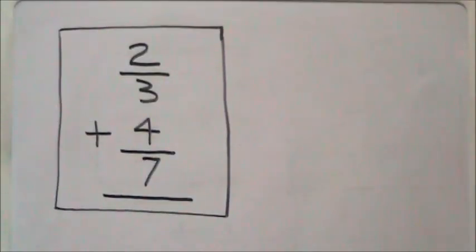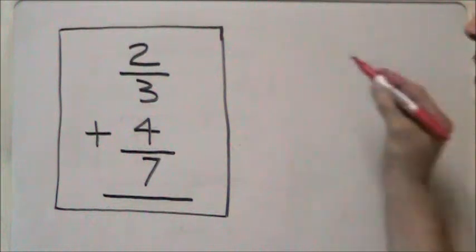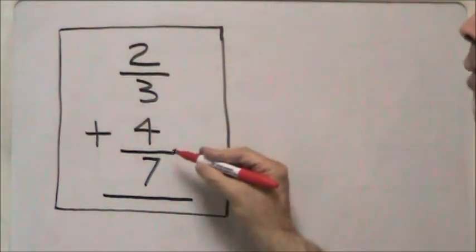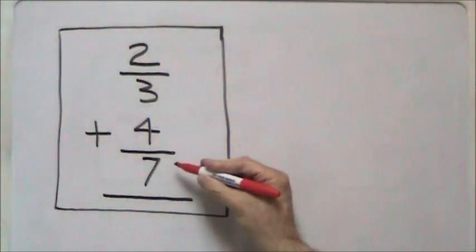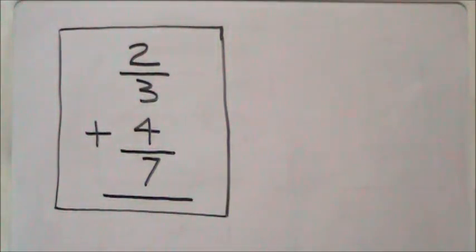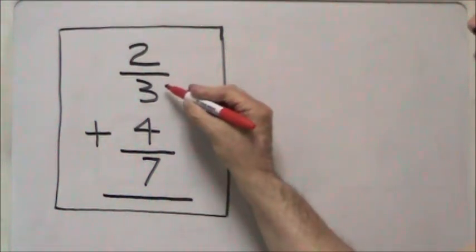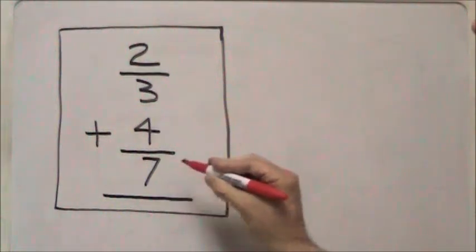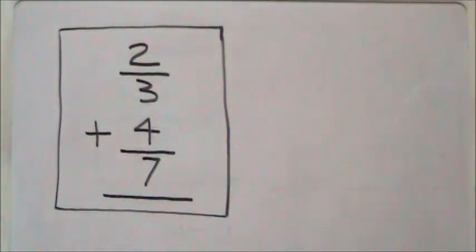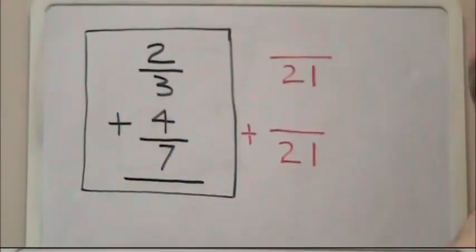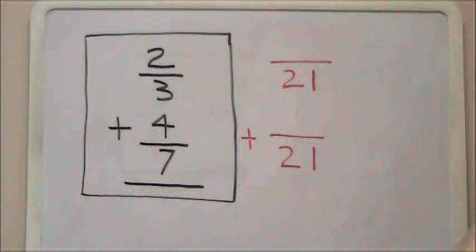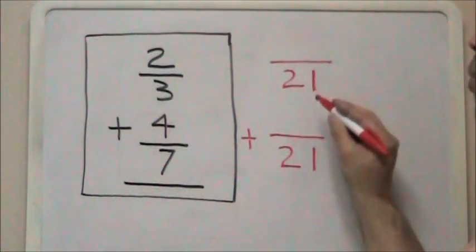When we're adding two fractions with unlike denominators, such as 2/3 and 4/7, we need to find a least common denominator, and we could usually do that by multiplying both denominators together. So in this case, we multiply 3 by 7 to give us 21, and this becomes the new denominator. Now we rewrite the problem with our new denominator, 21.